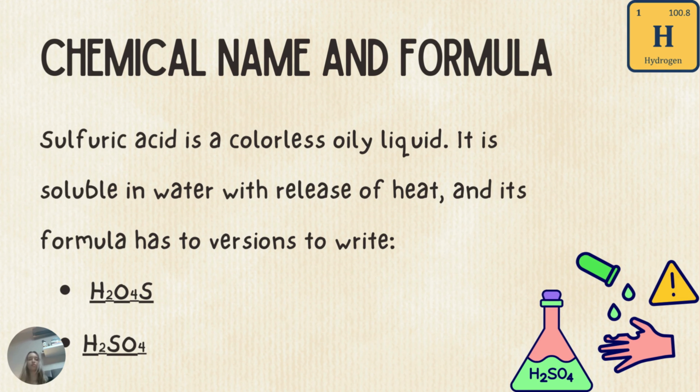First of all, I will talk about the chemical name and the formula of our compound. The sulfuric acid is a colorless oily liquid and it's soluble in water with release of heat, and its formula has two versions to write. The first one is H2O4S, and the second one is H2SO4.